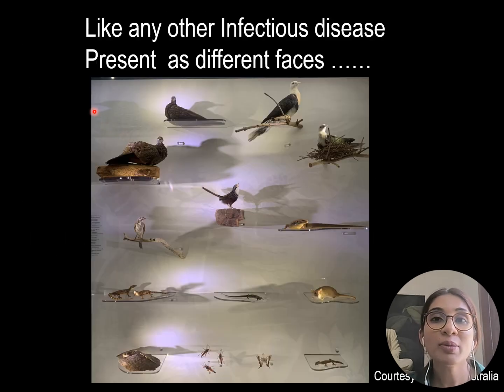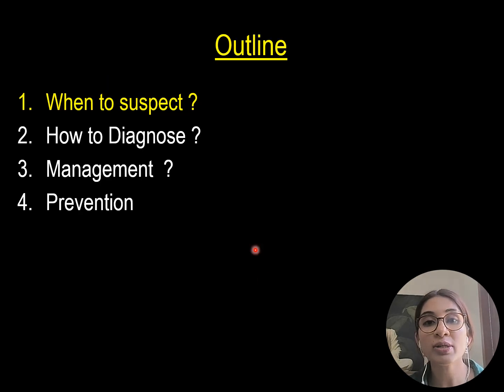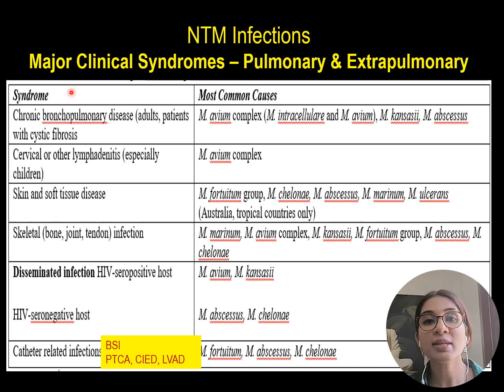So, what about NTM infections? NTM infections, like any other infectious diseases, can present with different phases, and for a good outcome, it's important to suspect early. When we discuss NTM infections, they can present as major clinical syndromes, including pulmonary and extrapulmonary. And here we have pulmonary, cervical lymphadenitis, skin and soft tissue, and skeletal, bone and joint infections as the major clinical syndromes. In patients who are immunocompromised, disseminated infections with MAC and cancer are also possible.